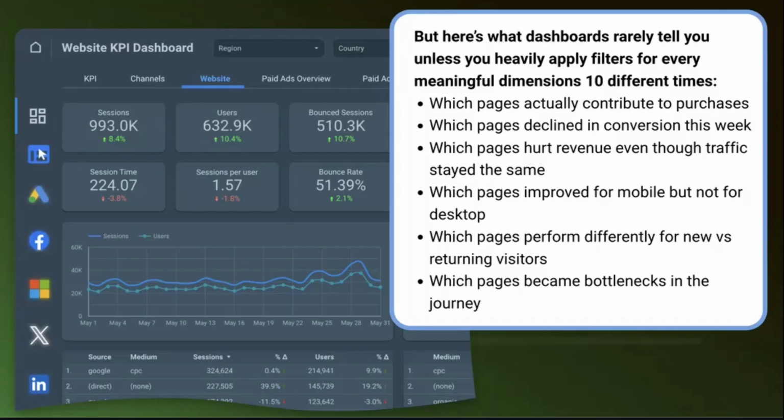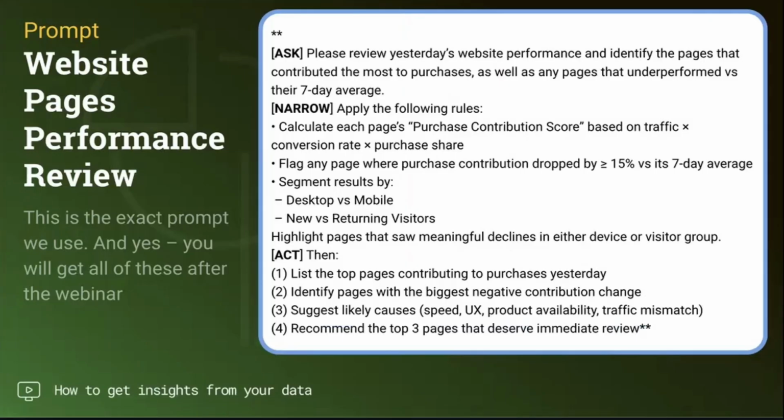So let me show you the exact question, the prompt that reveals which pages matter today. So that's the one we use. The ask part: Please review yesterday's website performance and identify the pages that contributed the most to purchases, as well as any pages that underperformed versus their 7-day average. We narrow it down by applying the following rules. Calculate each page's purchase contribution score based on the traffic, the conversion rate, and the purchase share.